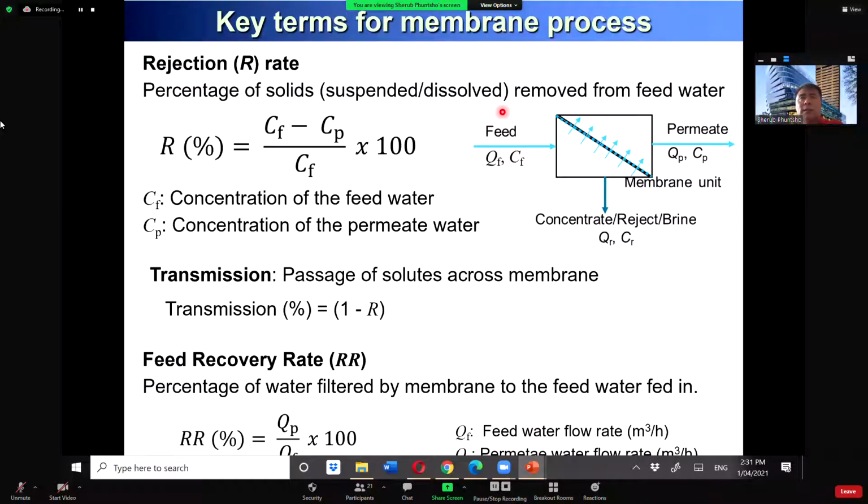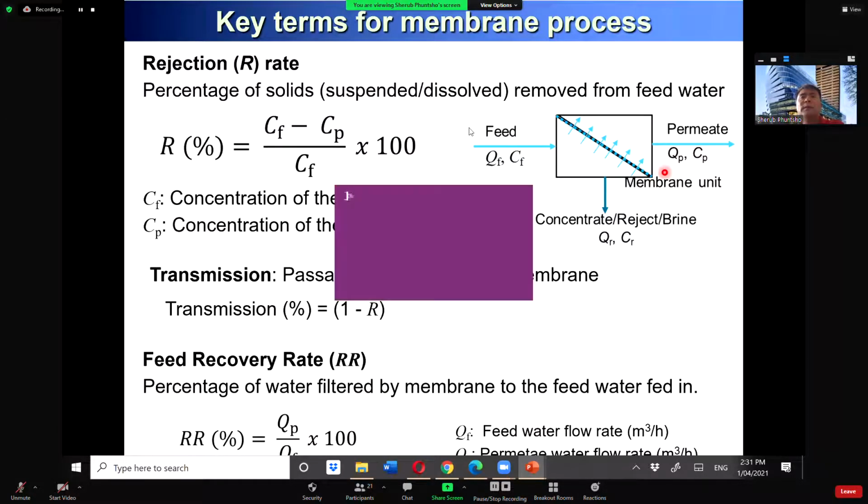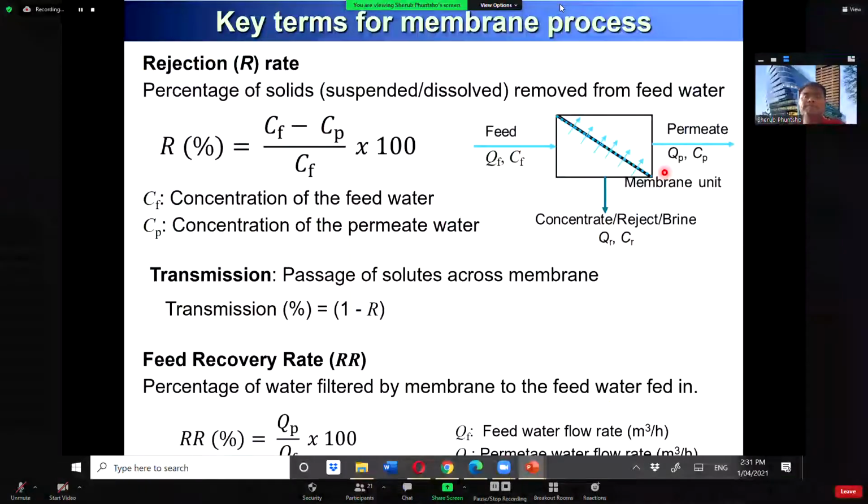Usually for dead-end filtration, I would say the recovery is 100% because whatever goes in has to come out. But for a seawater desalination plant, only 50% will become clean, pure water, and the rest will become brine or reject, the concentrate. So the recovery rate for a reverse osmosis desalination plant is usually 50%.